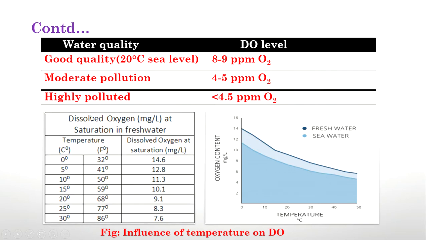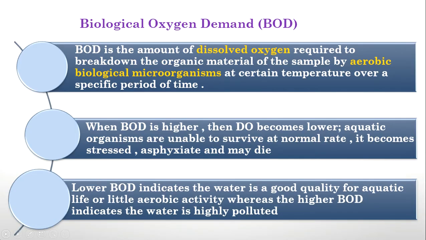Also, the dissolved oxygen has an inverse relationship with temperature. When temperature is higher, the dissolved oxygen will be lesser. When temperature is lesser, the dissolved oxygen will be higher. This graph shows this inverse relationship between oxygen content and temperature.